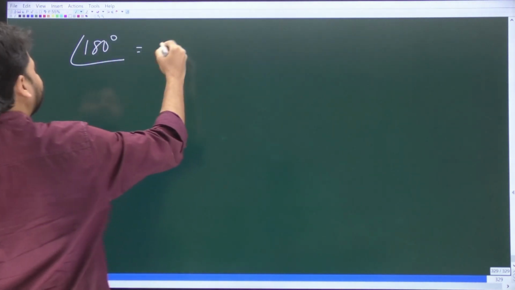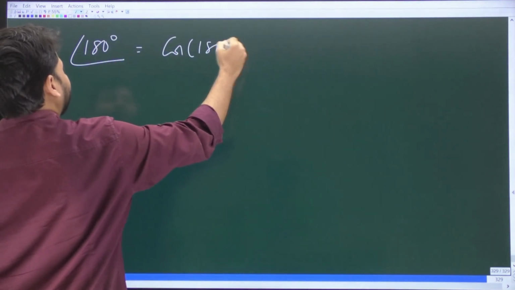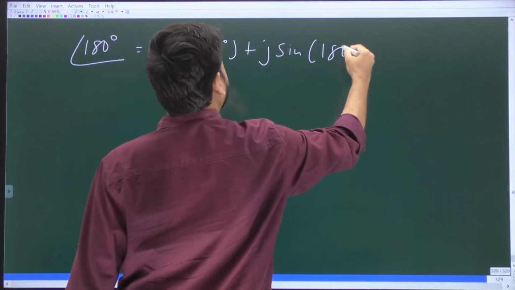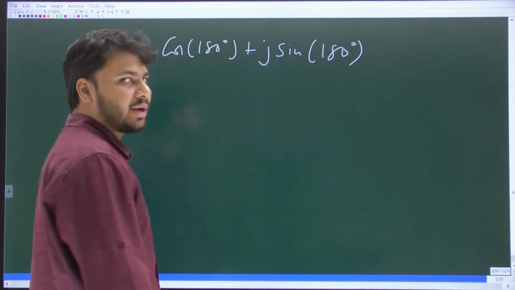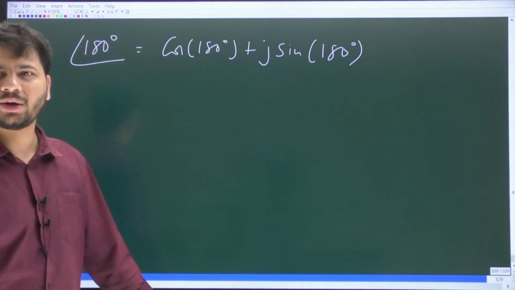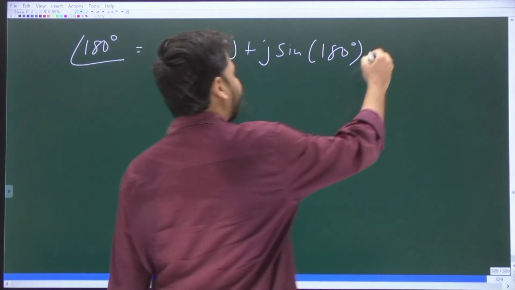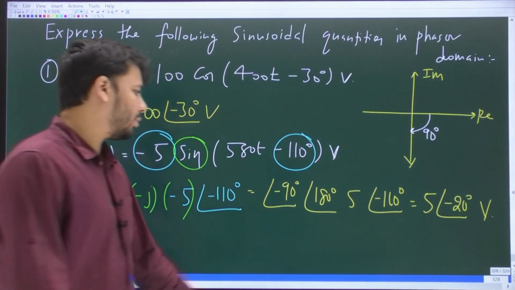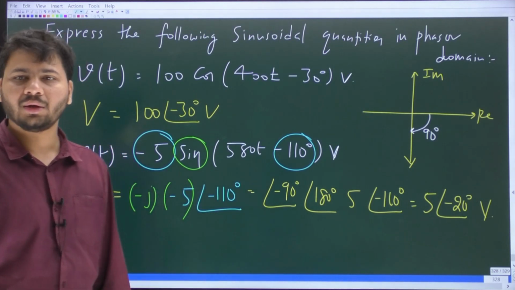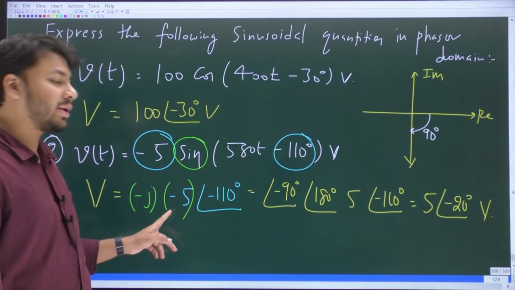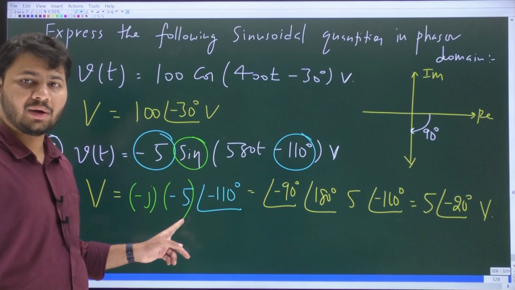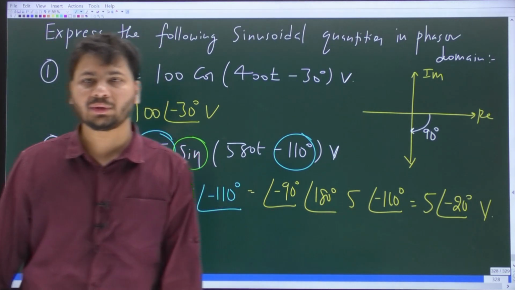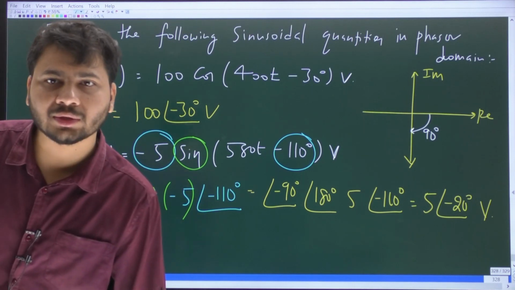Angle 180 degrees is cos 180 degrees plus j sin 180 degrees. Cos 180 degrees, is it not minus 1? Sin 180 anyway is 0. So angle 180 degrees is minus 1. That's how we get this angle 180 degrees, and that is in place of minus 1. And apart from minus 1, you also have 5, and 5 is written as such. Okay, understood, no?